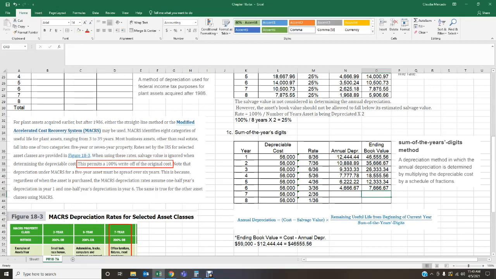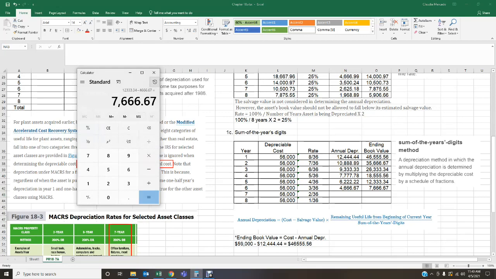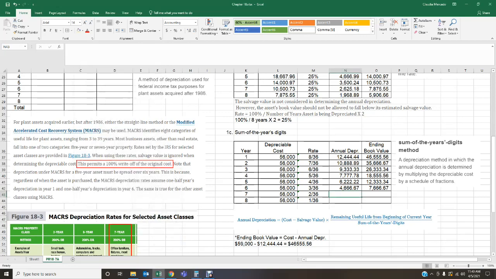Okay. So it's just tedious. It's not difficult calculations. Once you got your rates down, it's just a matter of multiplying. Okay. So we're going to do the same thing. I'm going to do this in Excel. 56,000 times, excuse me, 2 over 36. That gives me 3,111.11. My ending book value is my prior book value minus my annual depreciation.